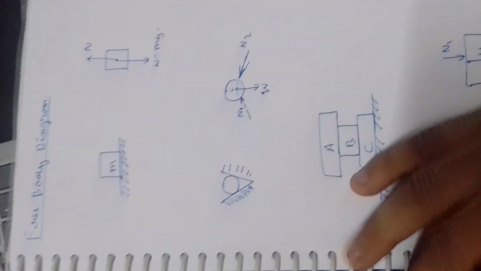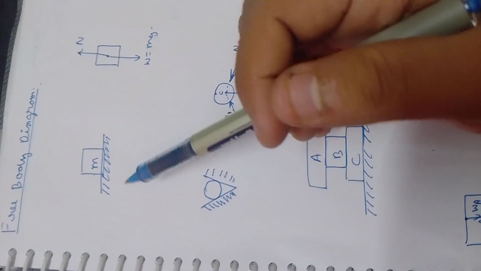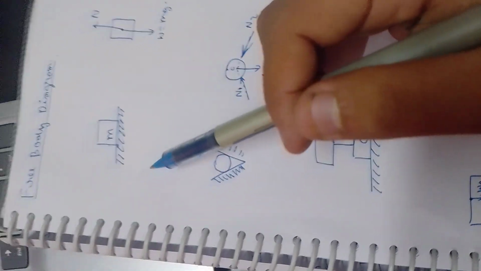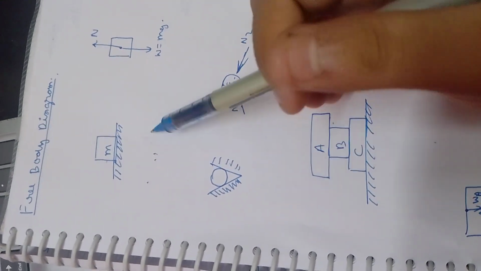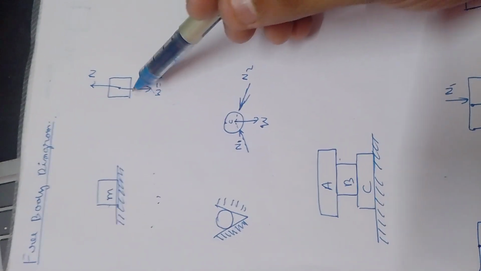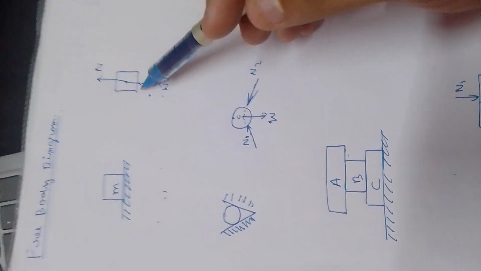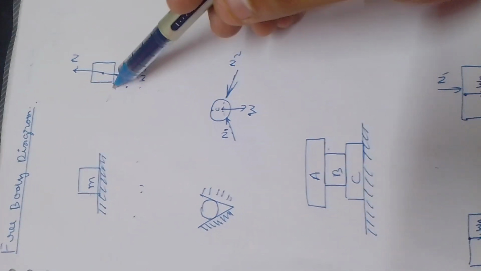So let's consider an example. A book lying on a horizontal surface. The free body diagram of the book alone would consist of its weight acting through the center of gravity and the reaction N exerted on the book by the surface.